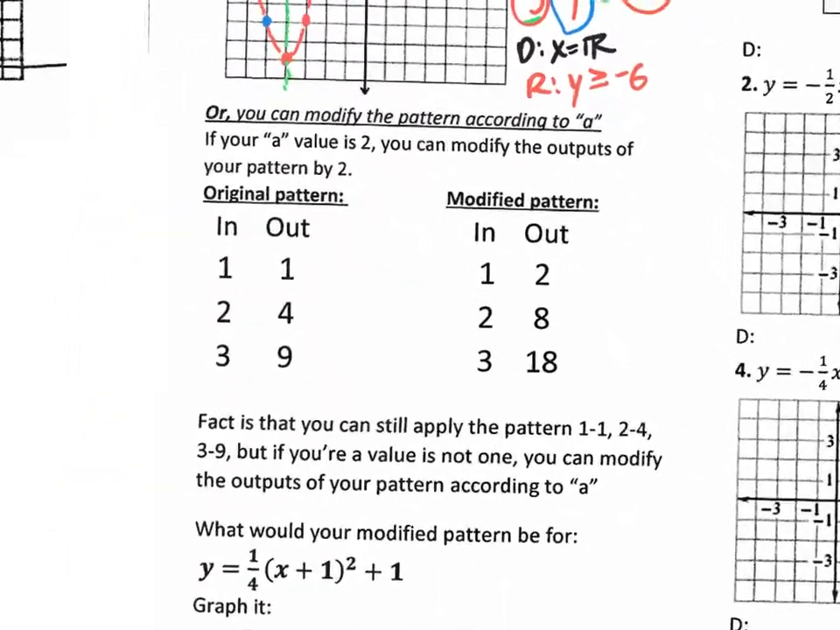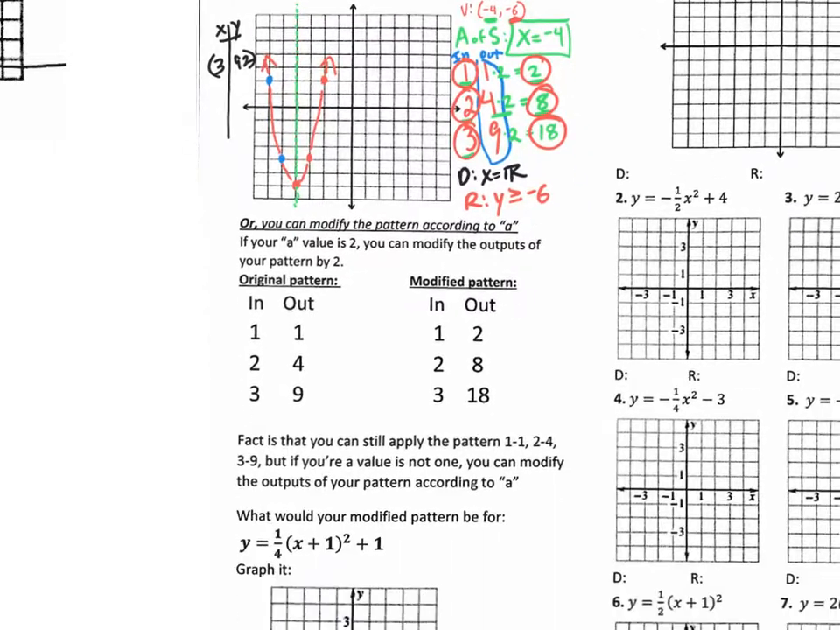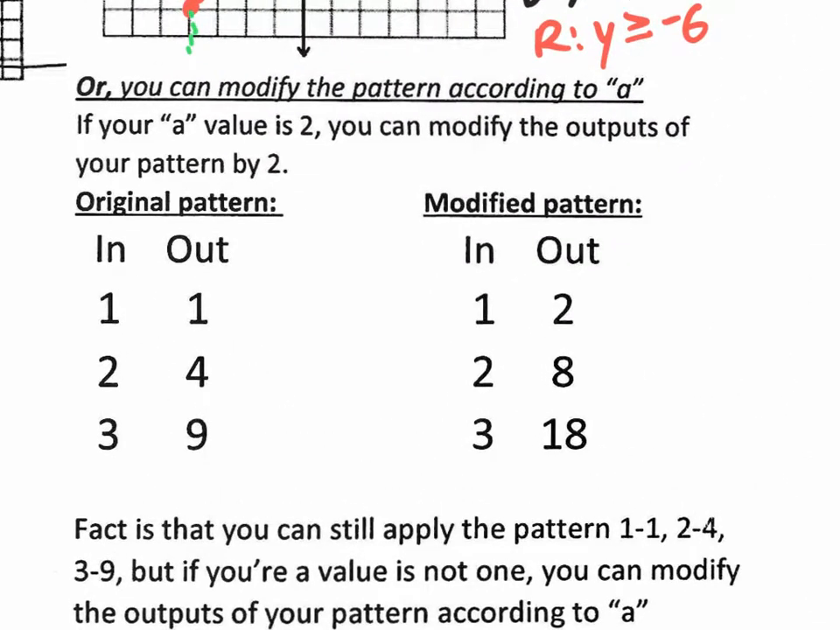So that's what I explained down here. Again, I did not go with my original options of using an XY table, so you could scratch that top part out and just focus in on this. Right here it says you can modify the pattern according to your new a. If your a is 2, you can modify the outputs of your pattern by 2.